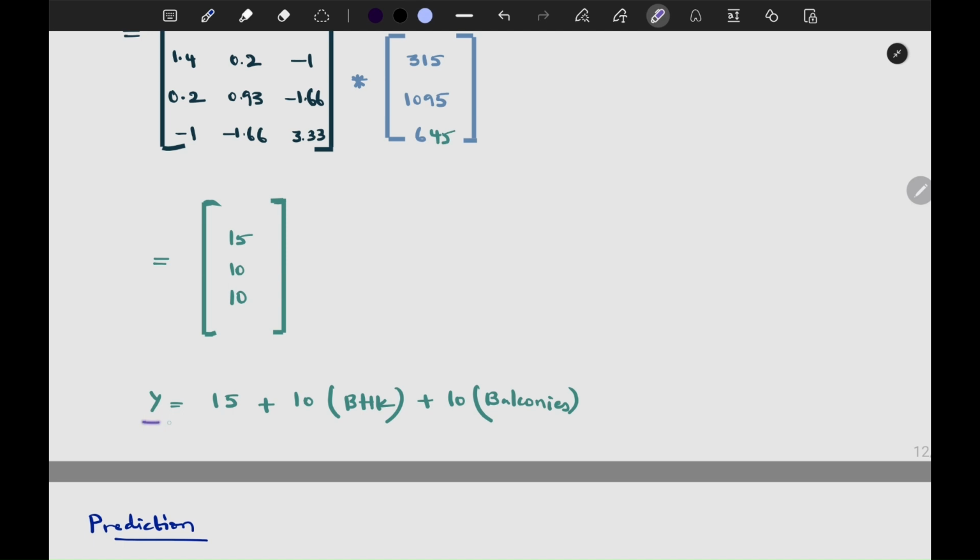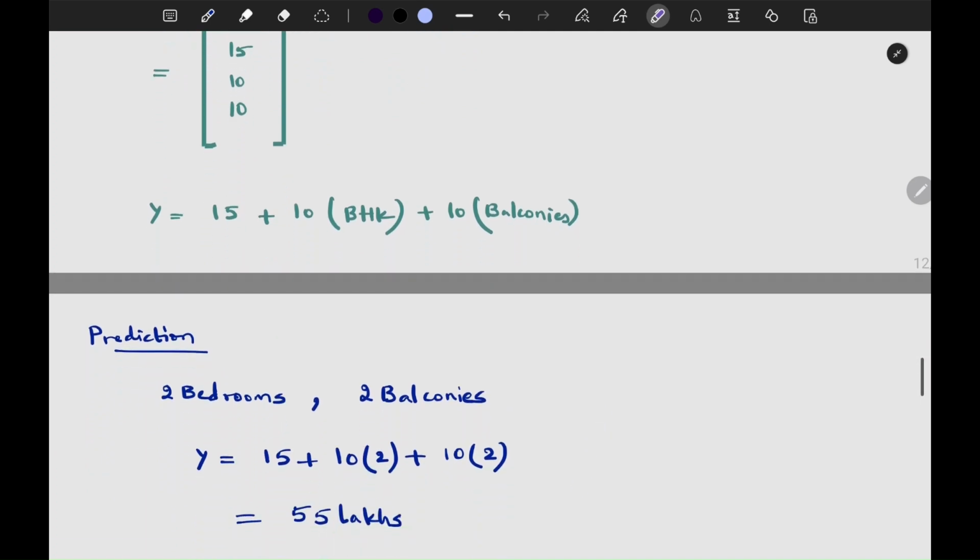Here if you see, y equals 15 plus 10 into number of bedrooms plus 10 into number of balconies. So the conclusion here is every additional bedroom increases the price by 10 lakhs and every extra balcony increases the price by 10 lakhs. Even if you're having a house with 0 bedrooms and 0 balconies, the base price is 15 lakhs.